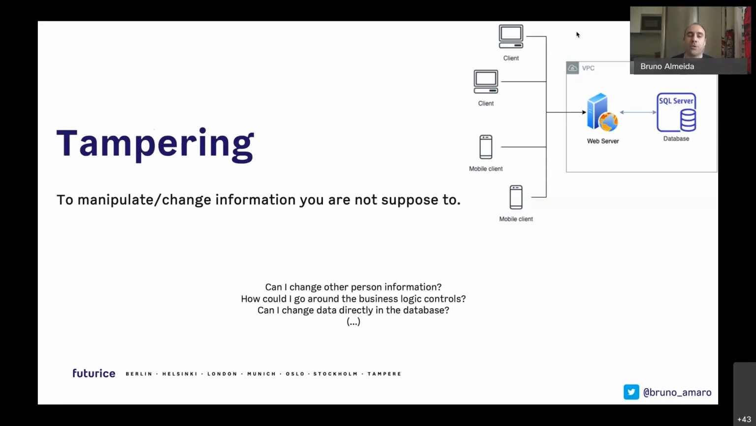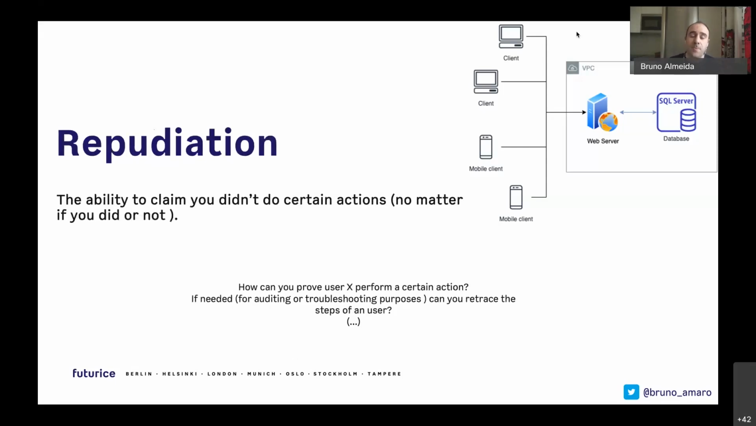When you exhaust tampering, you can go to the third term, which is repudiation. And repudiation is the ability to claim you didn't do certain actions, no matter if you did it or not. And this is one of my favorite ones, because if you are using a system, you might get in legal trouble. Let's say that one of your customers logged into the website and purchased 10,000 items, and you paid it. And then they claim, well, I actually didn't. It was not me. Someone ordered this on my behalf. Maybe your system was attacked.